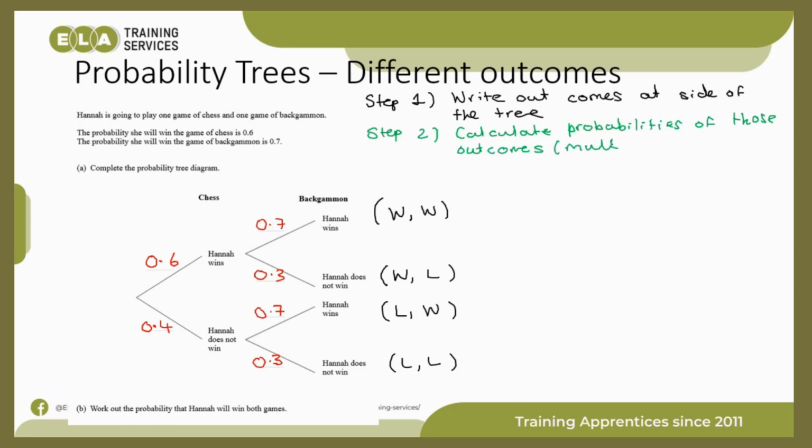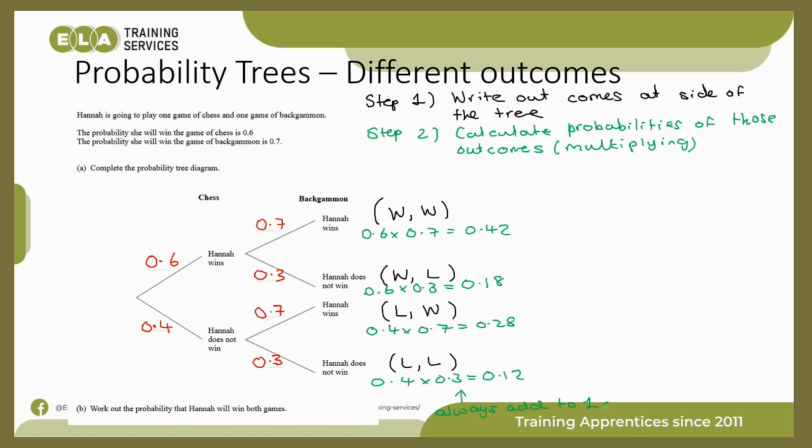Do this by multiplying. So for example, our first one for win-win, 0.6 times 0.7 is 0.42. Then to win and then lose would be 0.6 times 0.3, which would be 0.18. Then lose-win would be 0.4 times 0.7, which would be 0.28. And then lose-lose would be 0.4 times 0.3, which would be 0.12. Now this will always add to 1 or a whole. So you know you've done it correctly.